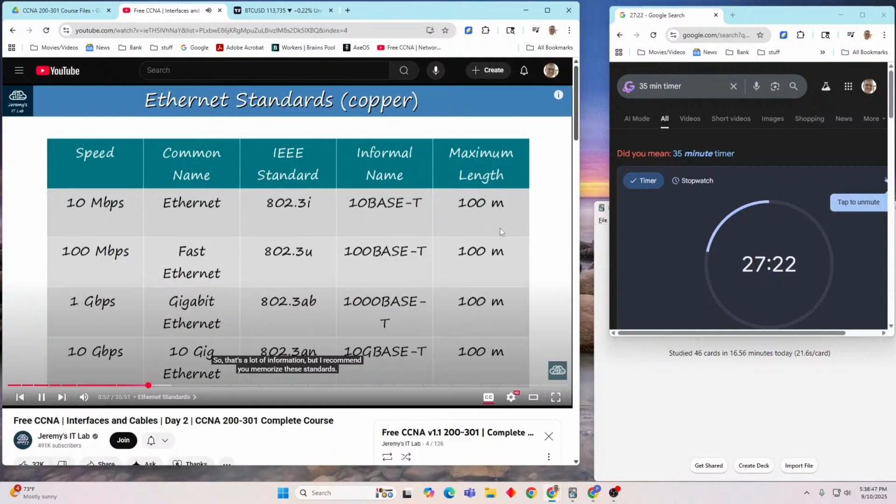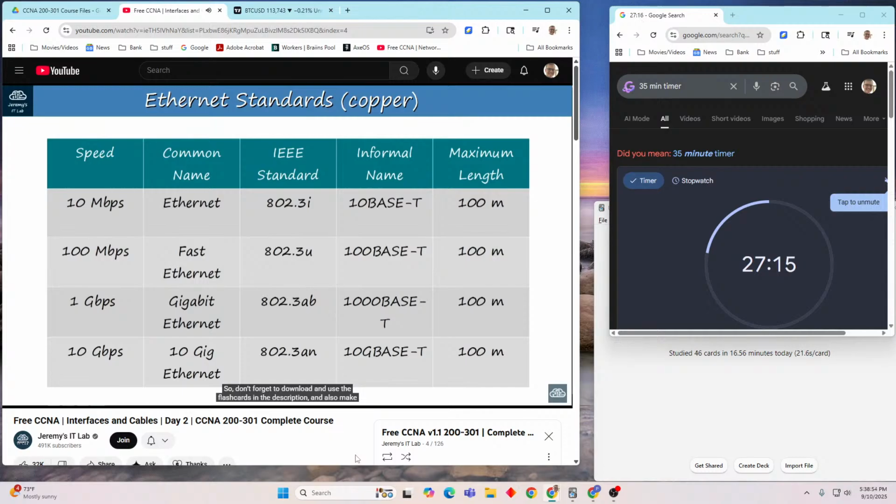So that's a lot of information, but I recommend you memorize these standards. It may seem difficult, but with the flashcards in the description, it's actually quite easy. So don't forget to download and use the flashcards in the description, and also make your own if you want. Okay, now let's continue and look in more detail at the physical cables themselves.